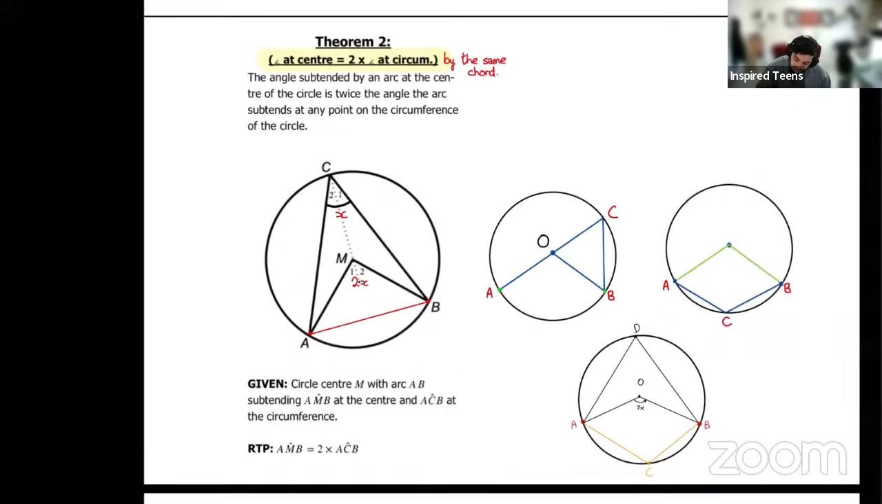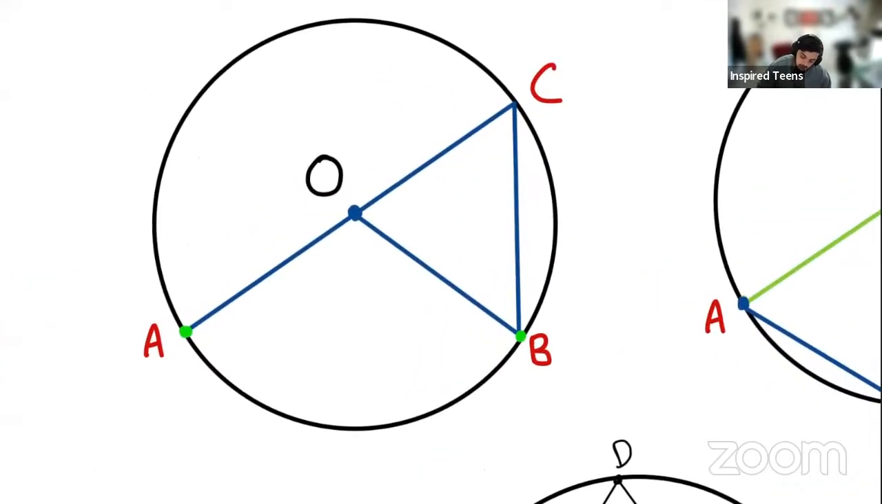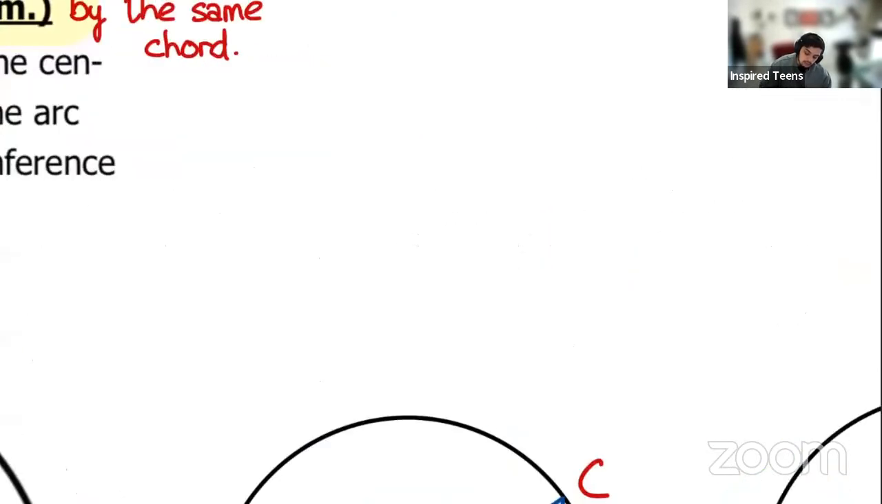Let's just do some other weird examples. Let's do one more other one.